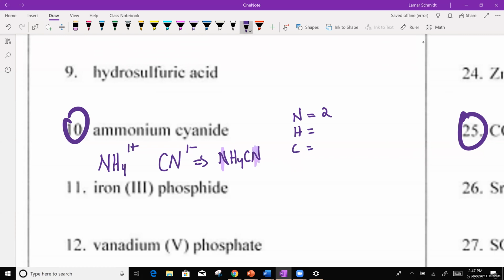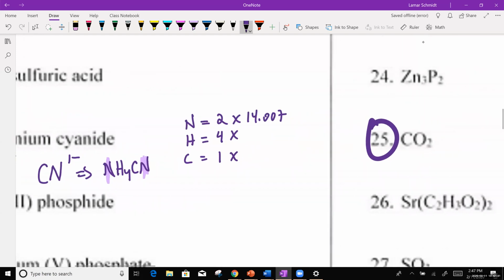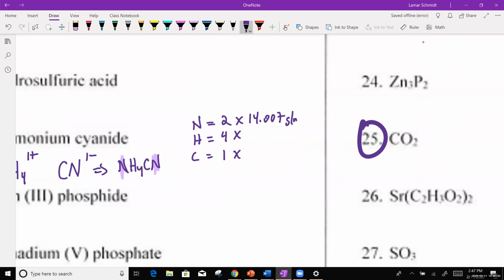So how many hydrogen? 4. And how many carbon? That's right, 1. So now you go to your periodic table and you multiply this times the value you see on your periodic table, which is 14.007 grams per mole. This is 1.0079 grams per mole. And this is 12.011 grams per mole.